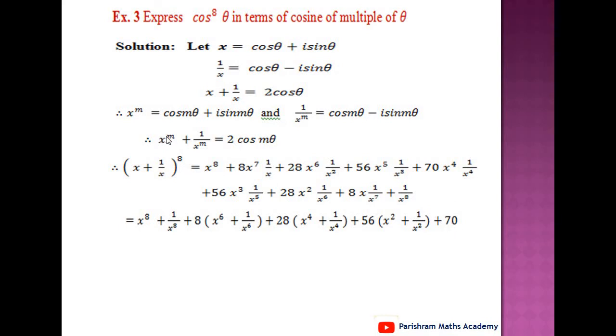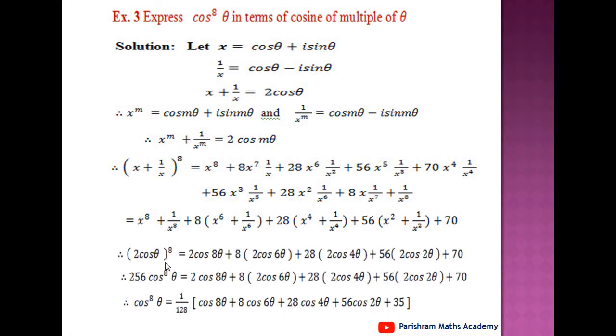Now x raised to m plus 1 upon x raised to m is the same as 2 times cos of m theta. If we take here m equal to 8, x raised to 8 plus 1 upon x raised to 8 is nothing but 2 times cos of 8 theta, plus 8 into x raised to 6 plus 1 upon x raised to 6, nothing but 2 times cos 6 theta, plus 28 into x raised to 4 plus 1 upon x raised to 4, which is the same as 2 times cos of 4 theta, plus 56 into x square plus 1 upon x square, nothing but 2 times cos of 2 theta, plus 70.